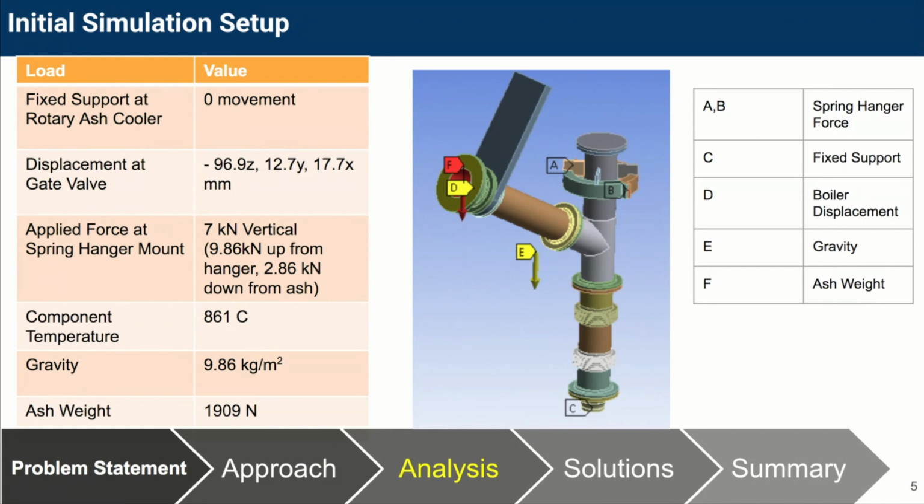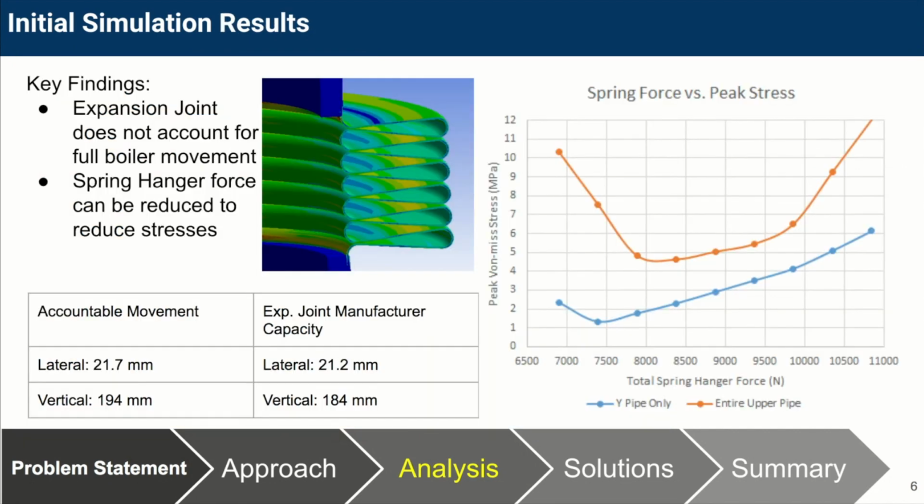Shown here is a summary of the loads applied to the system. Key things to note are the high component temperature of 861 degrees Celsius, significant boiler wall movement, as well as a significant ash weight of 4.8 kilonewtons. These conditions are representative of a worst-case operating scenario. This simulation and its results were used as a baseline to compare how our changes affected the ash pipe system as a whole. Key findings from the initial ANSYS simulation were that the expansion joint was undersized and the spring hanger could be adjusted to reduce stresses.